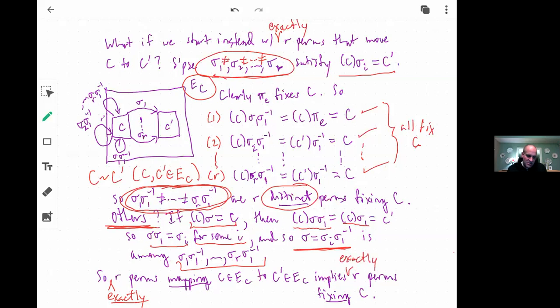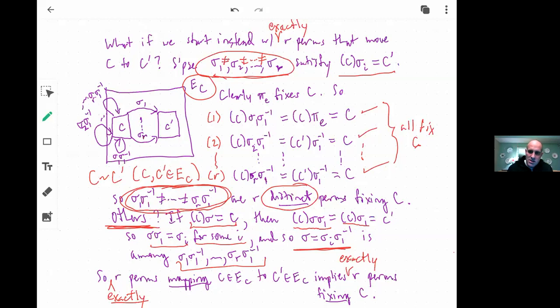R permutations fixing C. So whether you start with R things fixing the coloring, you'll be able to build exactly R things moving us from C to C prime, or if you start from R things mapping C to C prime, then you can construct R things that happen to fix C. And by the way, I could have gone backwards. If I have R things moving me from C to C prime, then I also have R things moving me from C prime to C, namely the inverses. You see what I'm saying?